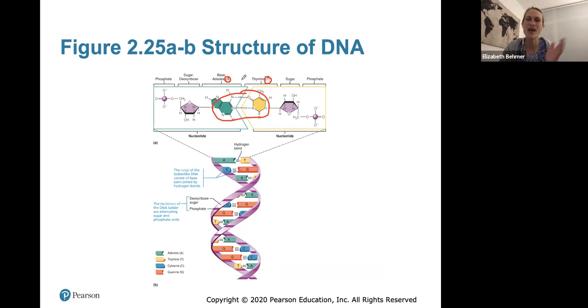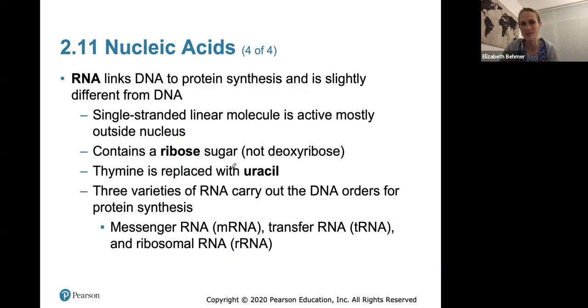Here we have adenine binding with thymine because they're complementary. Here we have cytosine binding with guanine because those two are complementary. So we have these two strands of DNA wound together, and what keeps the strands together is how these bases bind together. So that's DNA. It forms the genetic blueprint for all the proteins in the body.